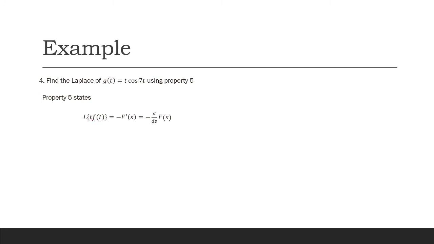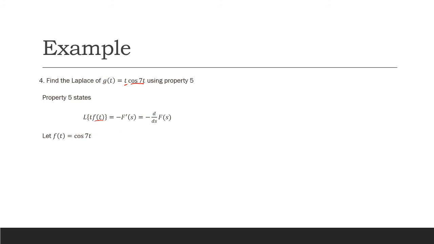Pagbabaliktad ko, that pala z na yung ginamit ko. We have Laplace of a function of t times a function is equal to negative f prime of s, and that is also equal to negative d over ds f of s. So, in this case, alam natin, obviously, this is our t. So, ang cosine 7t natin, this is our f of t.